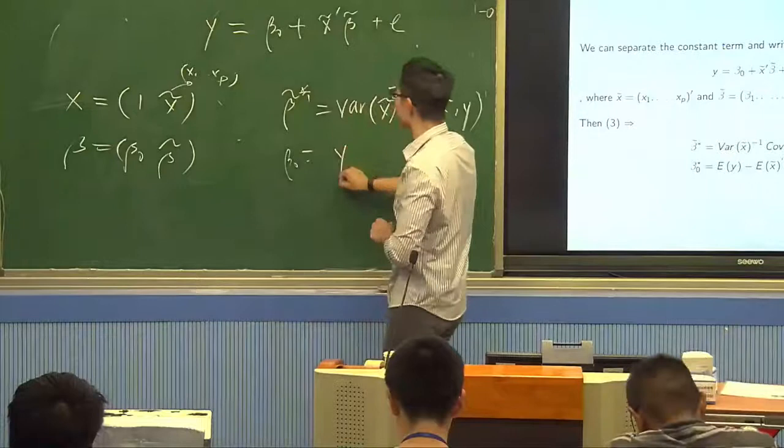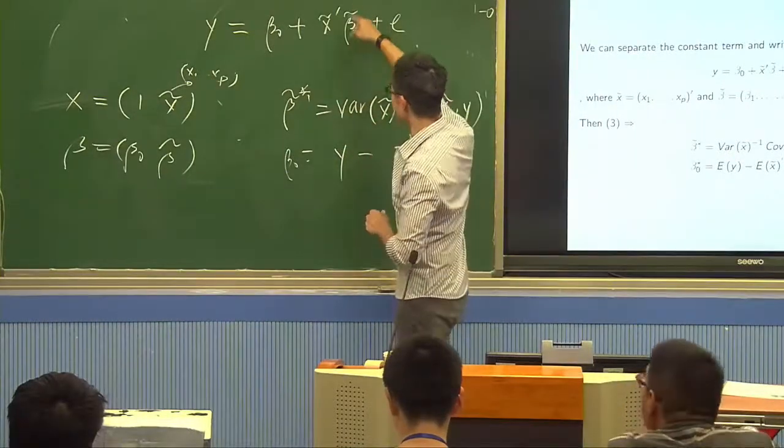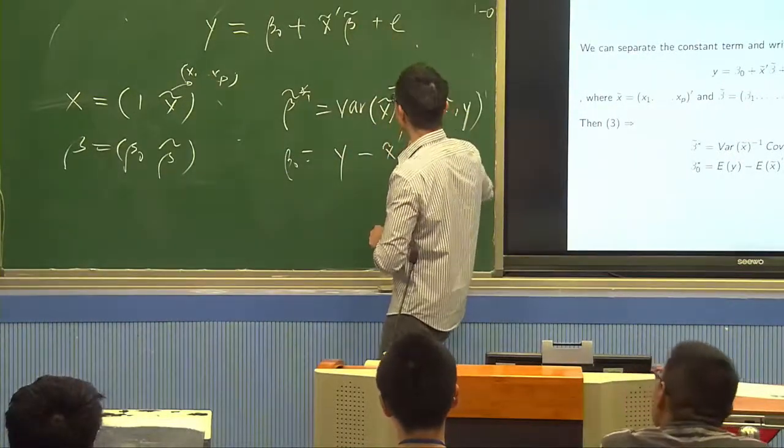Now, what is beta 0? It's very easy. It's basically the expectation of y minus the expectation of x tilde prime beta tilde star.